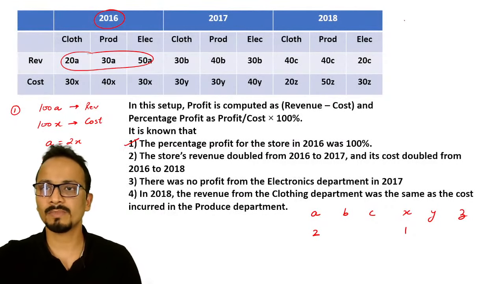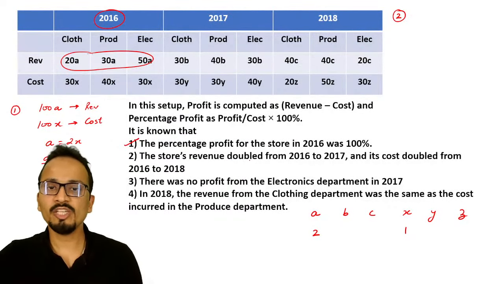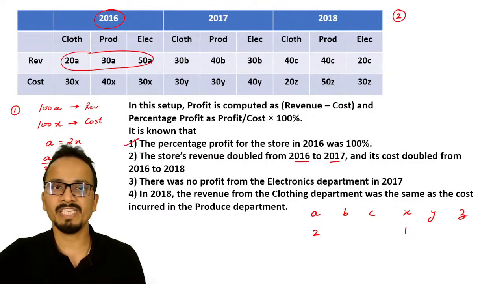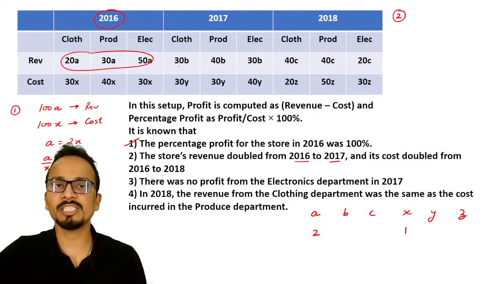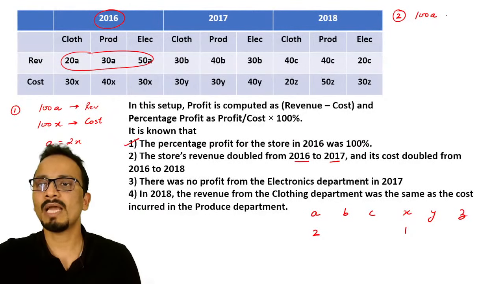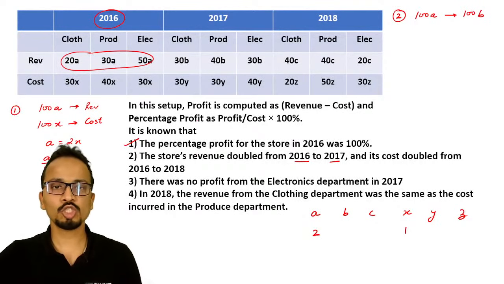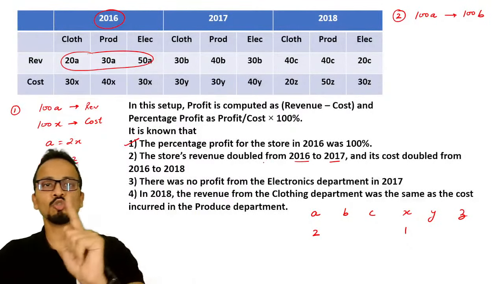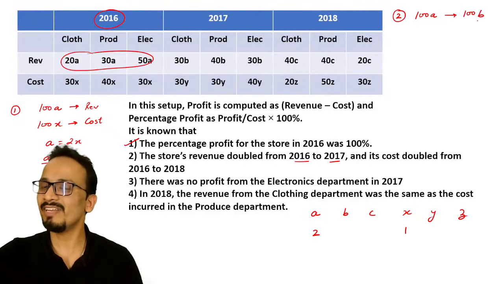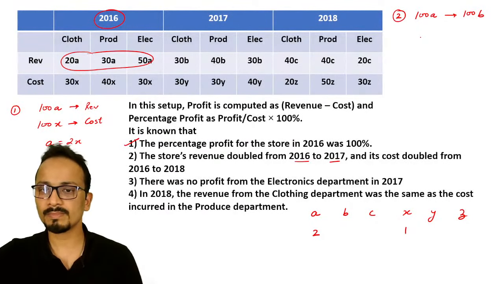So first statement is over. Okay, now for second statement, I am using the rough work on the top right hand side. The store's revenue doubled from 2016 to 2017. So revenue doubled from 2016 to 2017. 2016 the revenue is 100A and 2017 the revenue is 100B. Alright, so the store's revenue doubled from 2016 to 2017. So now I can say that since the revenue is doubled, the value of B will be double that of the value of A. Yes or no?